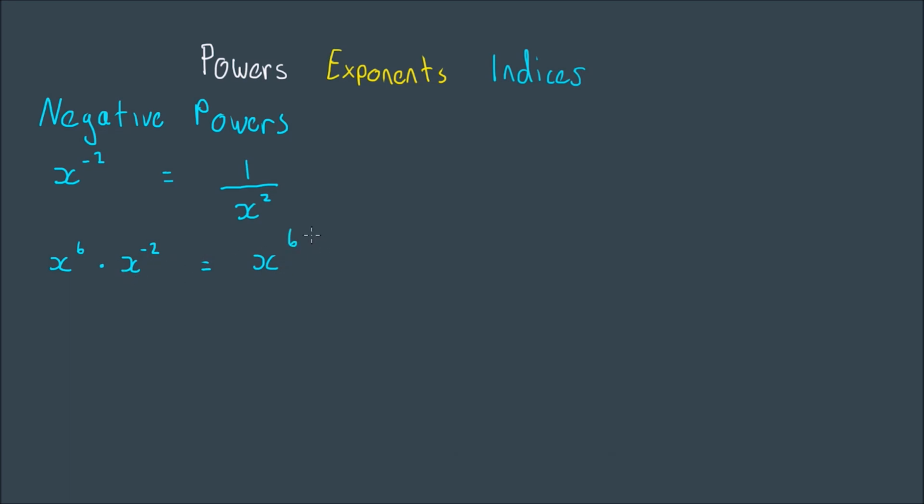For example, x to the power of 6 times x to the power of negative 2, we just have to multiply. When you multiply powers, you add them. And let's look at it a slightly different way. If we had flipped that fraction, we would have had x to the power of 2 on the bottom, and then we'd be dividing, which is to subtract. So instead of 6 plus negative 2, it would be 6 minus 2, which is the same thing.